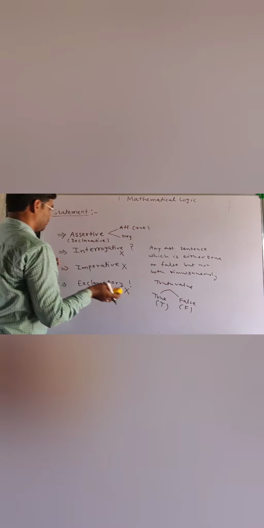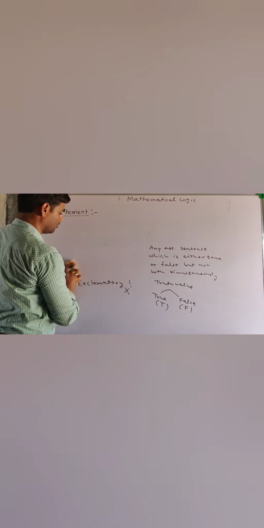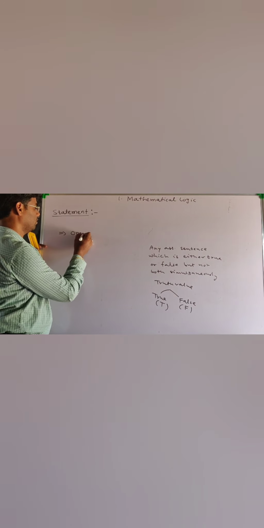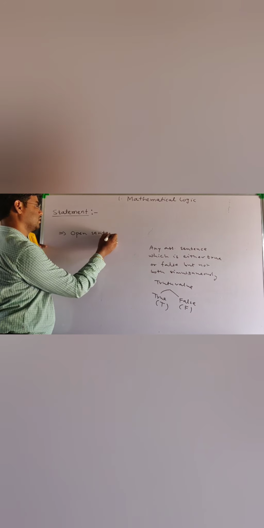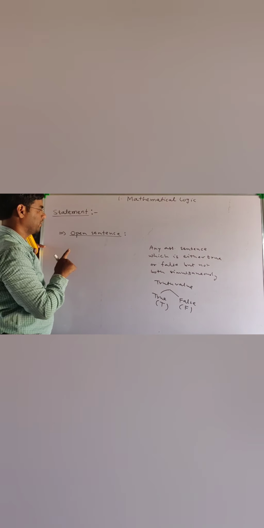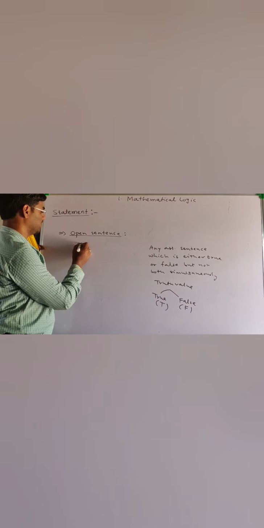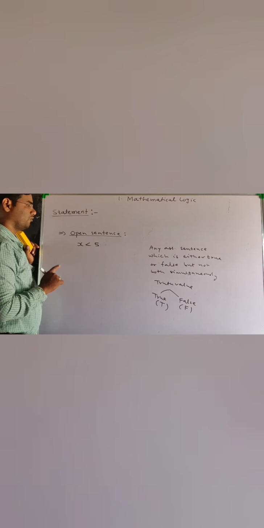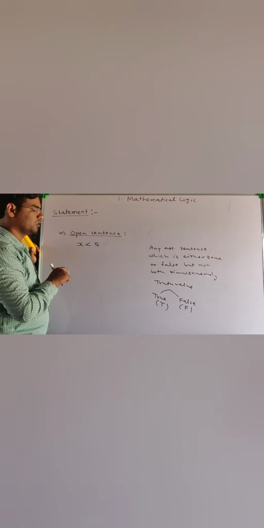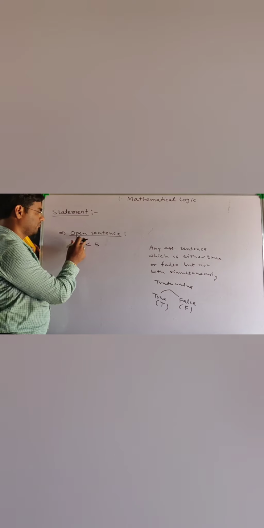One more type of sentence exists in maths that does not exist in English grammar, that is open sentence. This type of sentence exists only in mathematical logic. Open sentence means what? The statement whose truth value depends upon the conditions. For example, if I say x is less than 5, then what is the truth value? Truth value means what? State whether it is true or false. So x is less than 5, we can't say anything because we don't know the value of x.